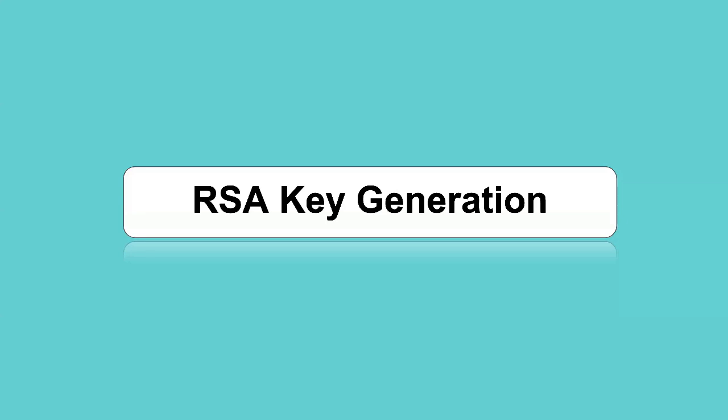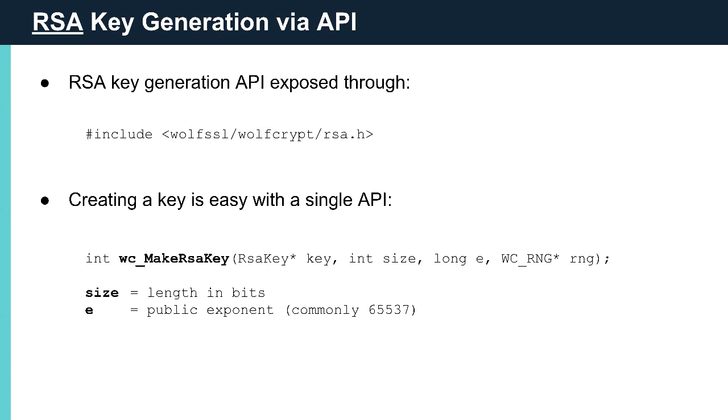We'll start out with RSA key generation. The key generation APIs for RSA are exposed in our wolfssl/wolfcrypt/rsa.h header. Creating a key is pretty easy. It's essentially one API call, wc_MakeRsaKey, where you pass in the RSA key structure pointer, the size of the key you want to generate, the public exponent, and then a pointer to a WC_RNG structure to use for random data. The size here is the length of the key in bits, and e, your public exponent, is most commonly set as 65,537.